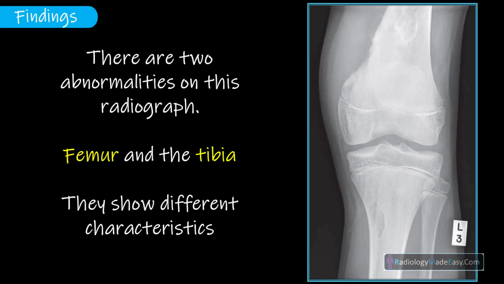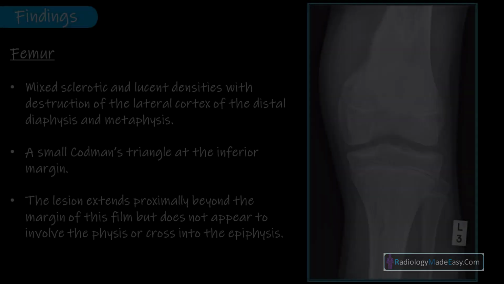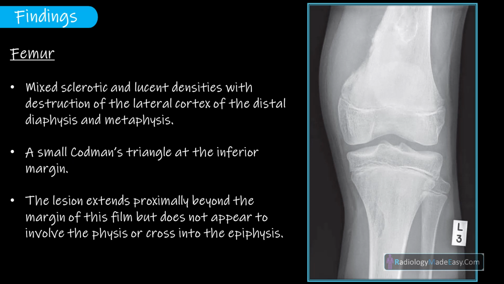Now let us discuss the findings. There are two abnormalities on this radiograph. Lesions are evident in the femur and the tibia, and they show different characteristics. Now we will see what are the findings in the femur.